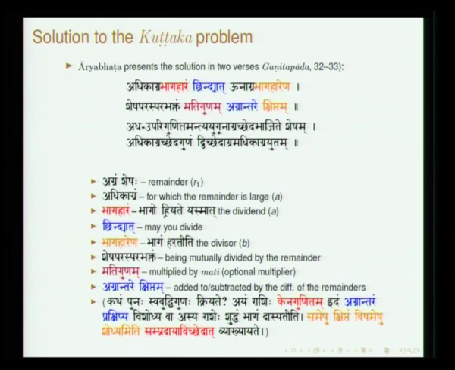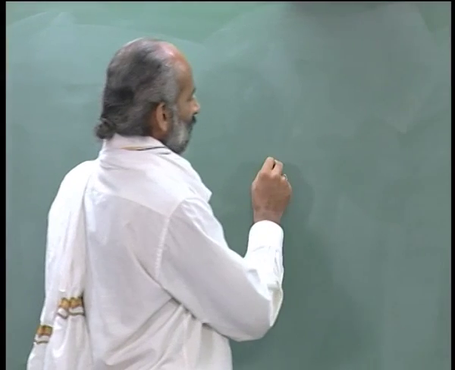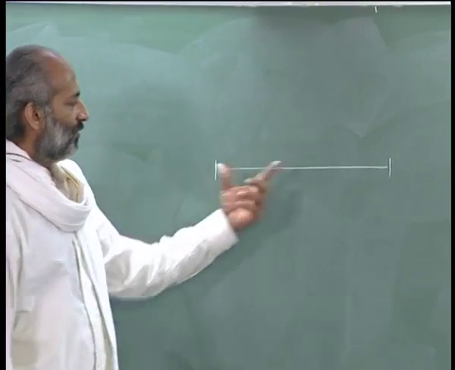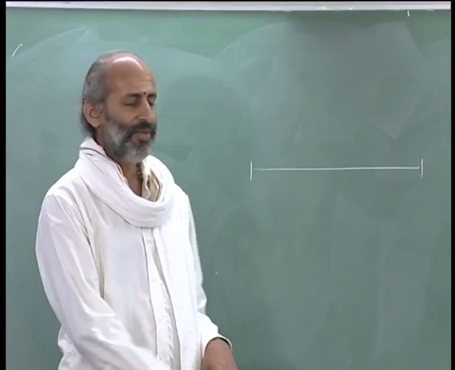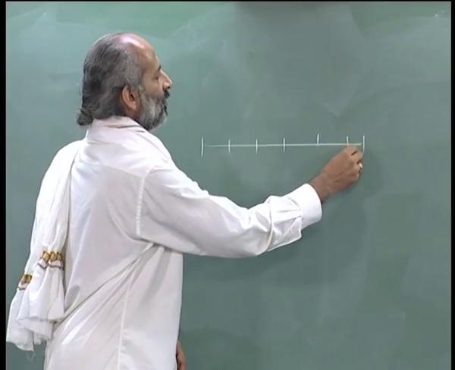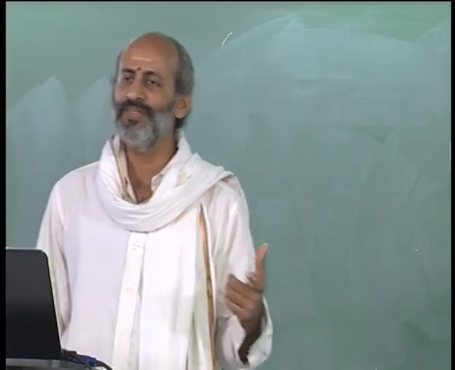The term Agra normally means a tip kind of a thing. Here this has been used in the sense of getting a remainder. Suppose you think of a certain number represented by this magnitude. If you keep on dividing this, there will be some remainder which comes. So, this is the tip that he means. By Agra he means remainder.